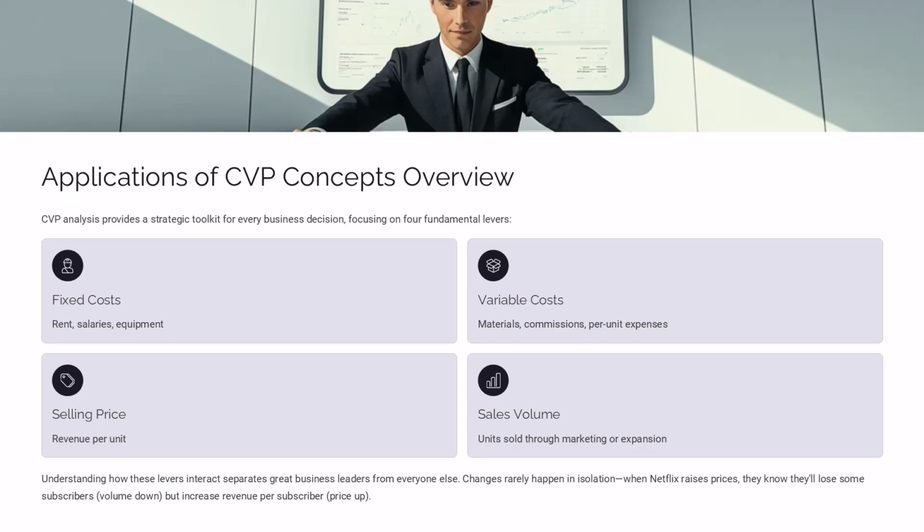Think about your own career decisions through this framework. When you're choosing between a job at a startup offering $70,000 plus equity versus a corporate job at $85,000, you're really comparing different combinations of fixed income, salary, versus variable income, equity value tied to company performance. And CVP analysis can help you calculate the break-even point where the equity needs to be worth for the startup to be the better choice.